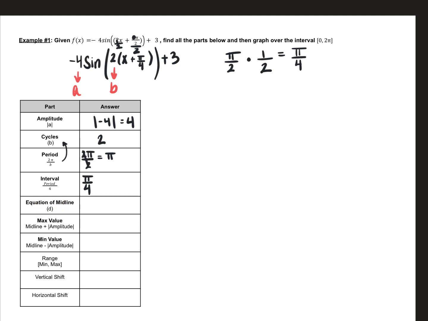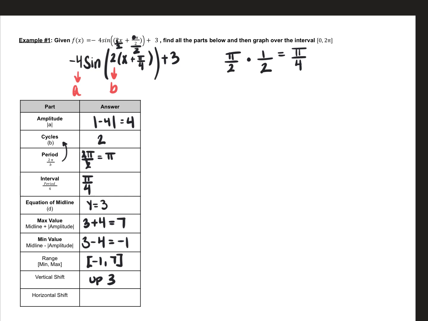The equation of our midline is our D value, so this plus 3 means the equation of our midline will be y equals 3. Our max value is when we take our midline and add our amplitude. So our midline is 3 plus our amplitude is 4, so our max value is 7. Our min value is when we take our midline and subtract our amplitude. So 3 minus 4 is -1. So our range is our minimum value, -1, to our maximum value, 7. Our vertical shift is our midline, so up 3.